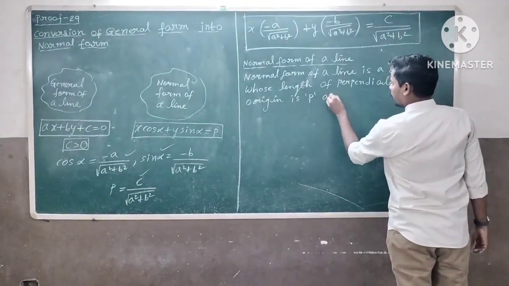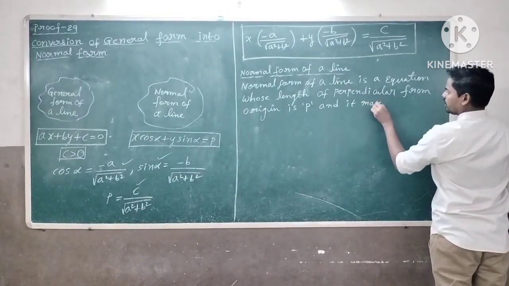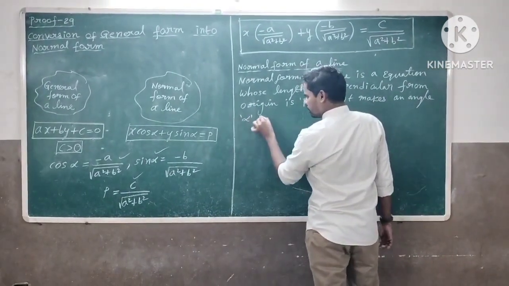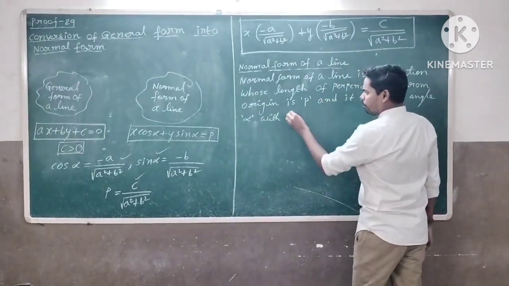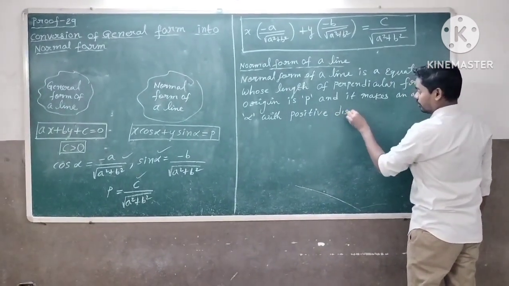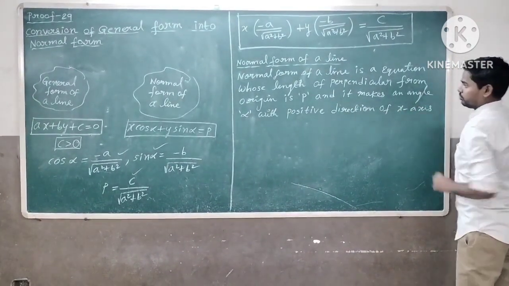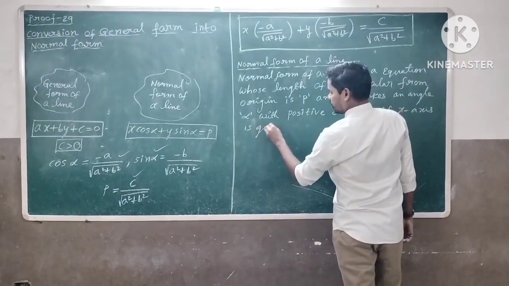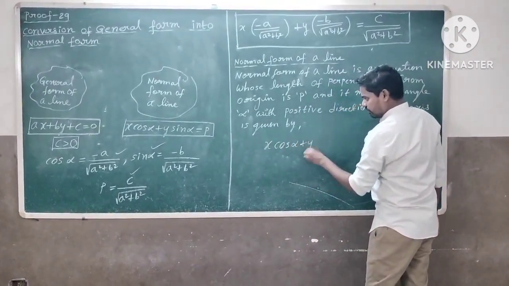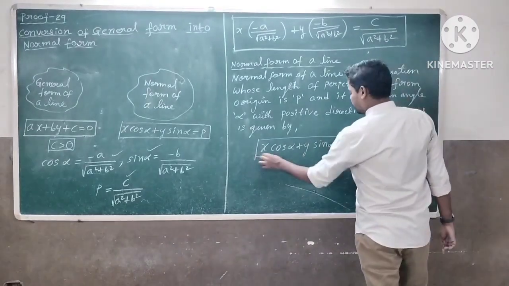And it makes an angle alpha with the positive direction of the x axis. Such a line is given by x cos alpha plus y sin alpha is equal to p.